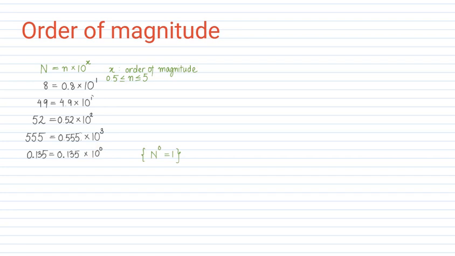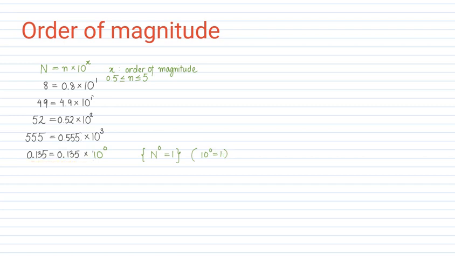So if I multiply 0.135 with 1, will there be any change? No, it will still be 0.135. So instead of 1, can I write it as 10 to the power 0? Yes. Why? Because 10 to the power 0 equals 1. Fine. So I can write 0.135 times 10 to the power 0.